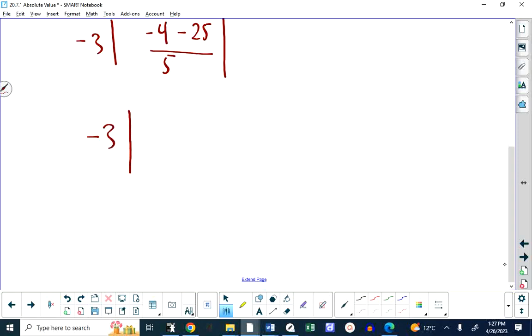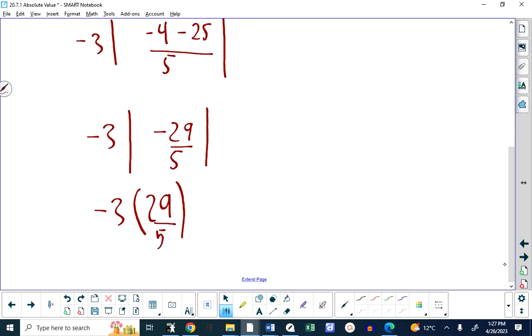negative 3 times the absolute value of negative 29/5, which gives us negative 3 times 29/5. Can multiply across the top and across the bottom. Negative 87 over 5. Can you check my multiplication? I'm pretty sure that's right. It is? Okay, good.